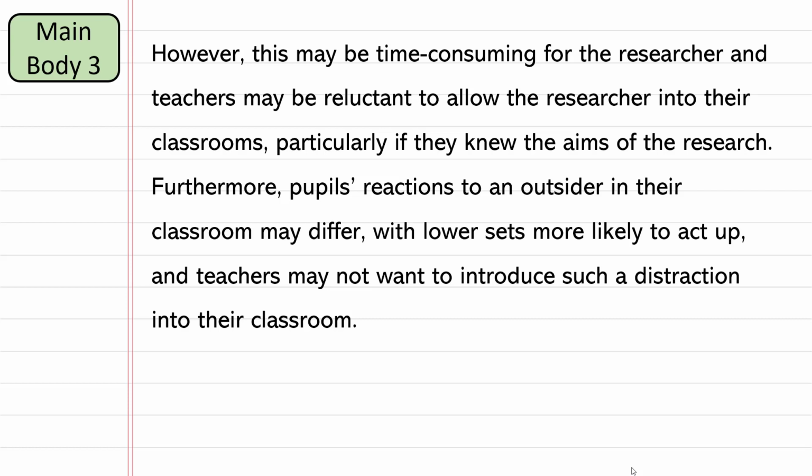particularly if they knew the aims of the research. Furthermore, pupils' reactions to an outsider in their classroom may differ, with lower sets more likely to act up, and teachers may not want to introduce such a distraction in their classroom. So I've now started talking about not only the who, but the what and the how. Probably what I would say has been a weak band 5 point. I could have developed that time consuming part a little bit more, but I've talked about teachers or pupils. I've talked about sort of the problems of setting and streaming, and I've mentioned a strength or limitation of using observations.